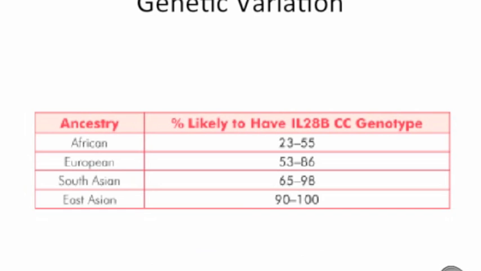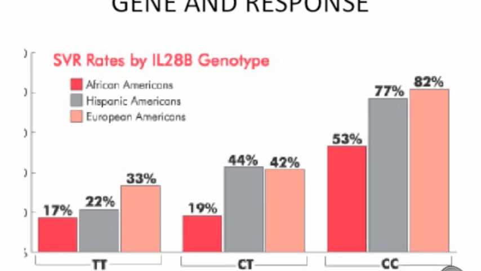This table shows that the more favorable genotype variant CC was more common in Asians and those of European ancestry. Genotype should, however, not be used to withhold hepatitis C virus treatment, since those with the less favorable genotypes can also be cured. This clearly shows the advantage of the CC genotype over others in inducing sustained virological response.